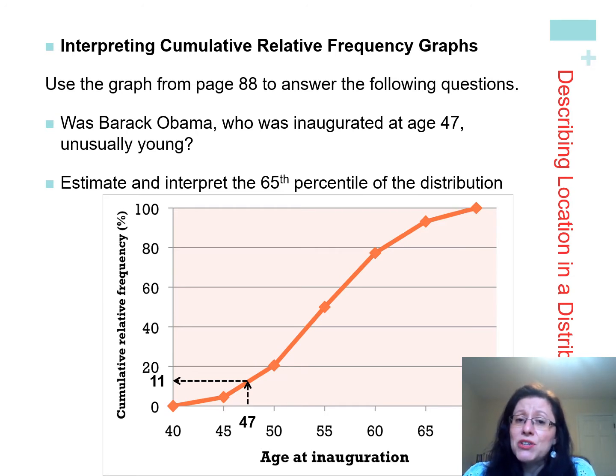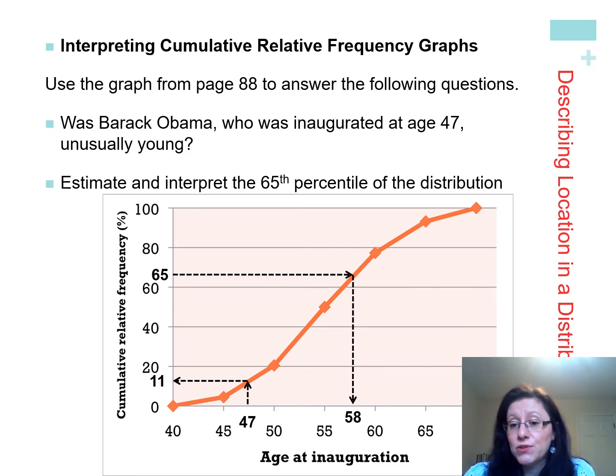Next it says estimate and interpret the 65th percentile. So you're going to go to the 65th percentile, right? And you're going to see what age at inauguration that corresponds with, and that corresponds with 58 years old at inauguration. So that means 65% of the presidents for this data set, which stopped at, again, it's not the most current data, right? But it means that 65% of presidents at inauguration were 58 or younger.